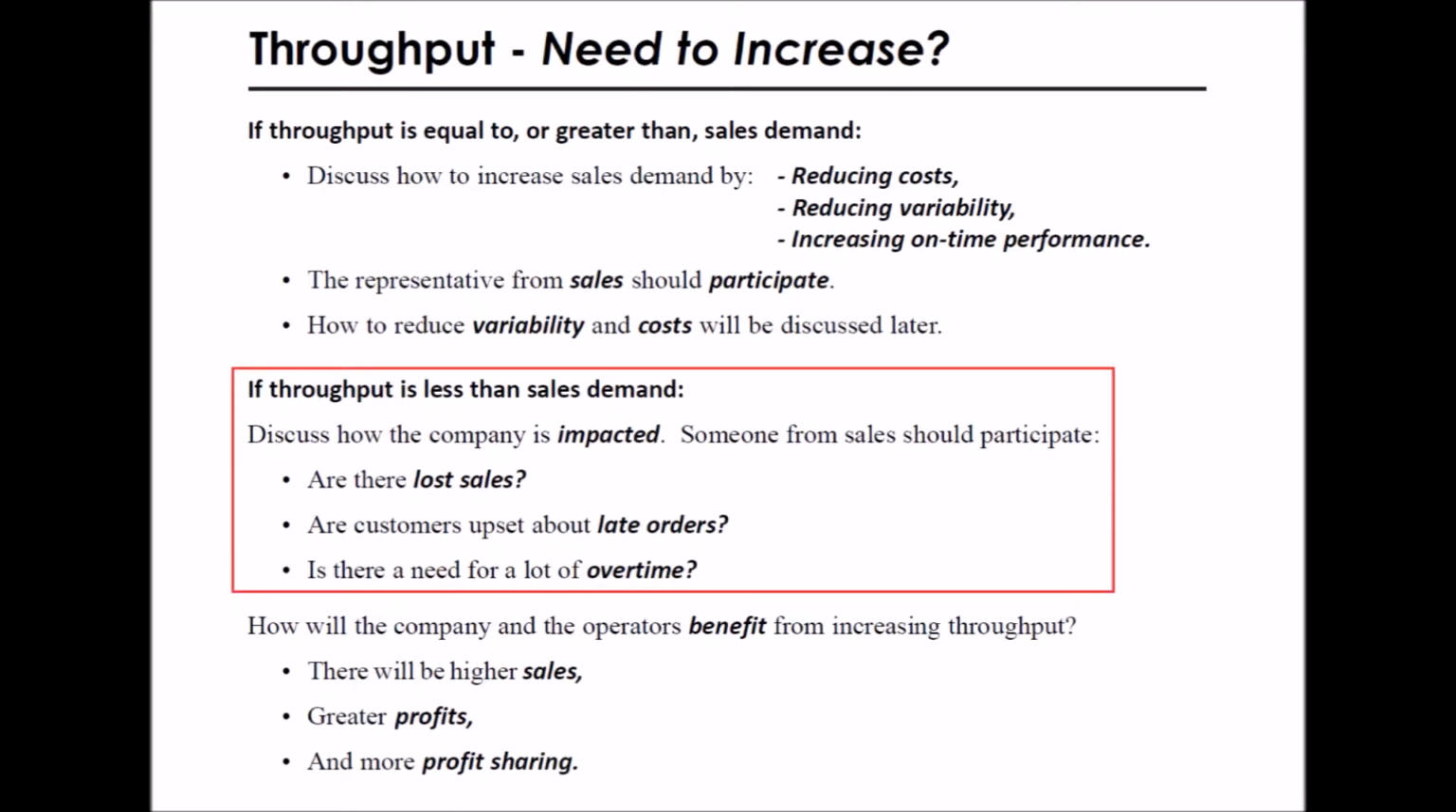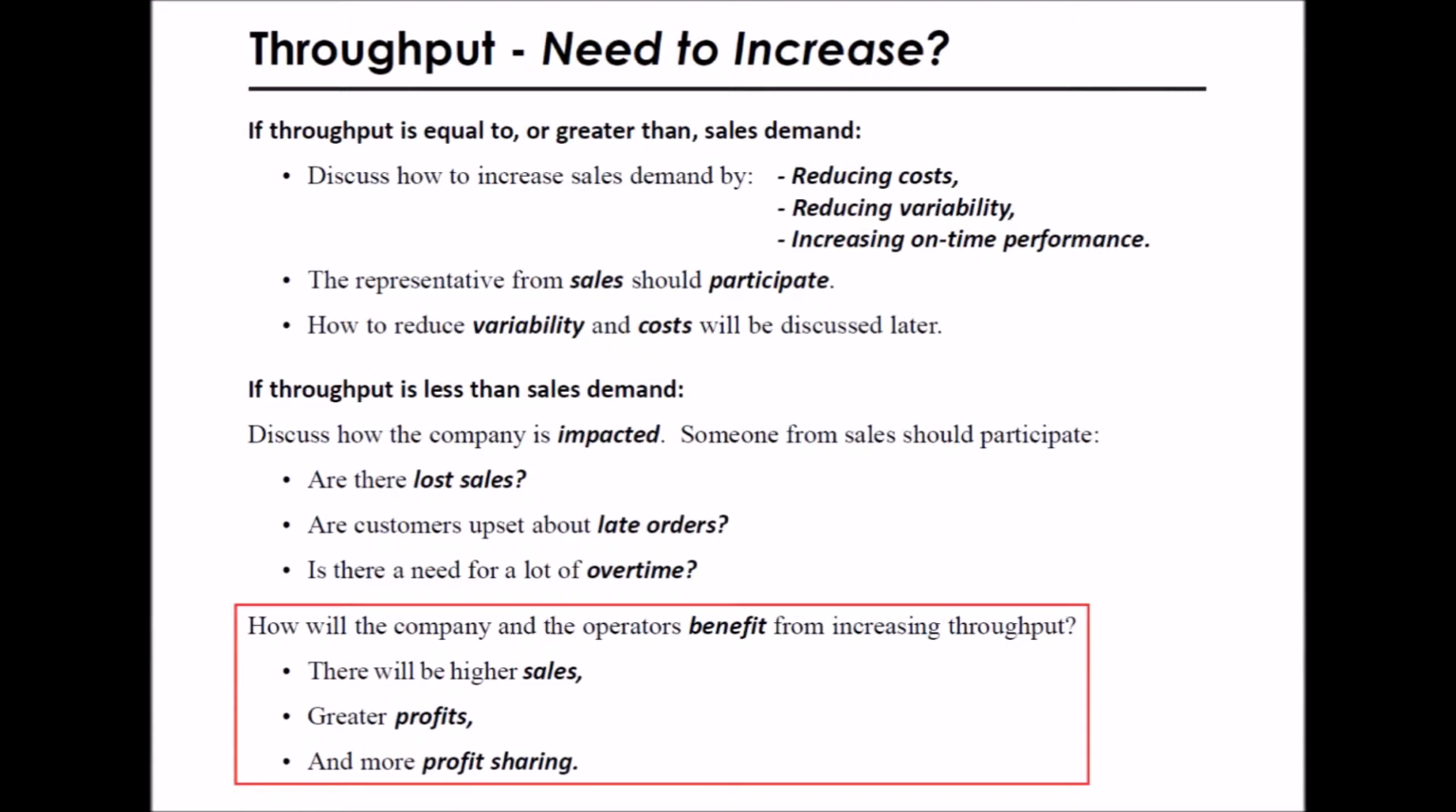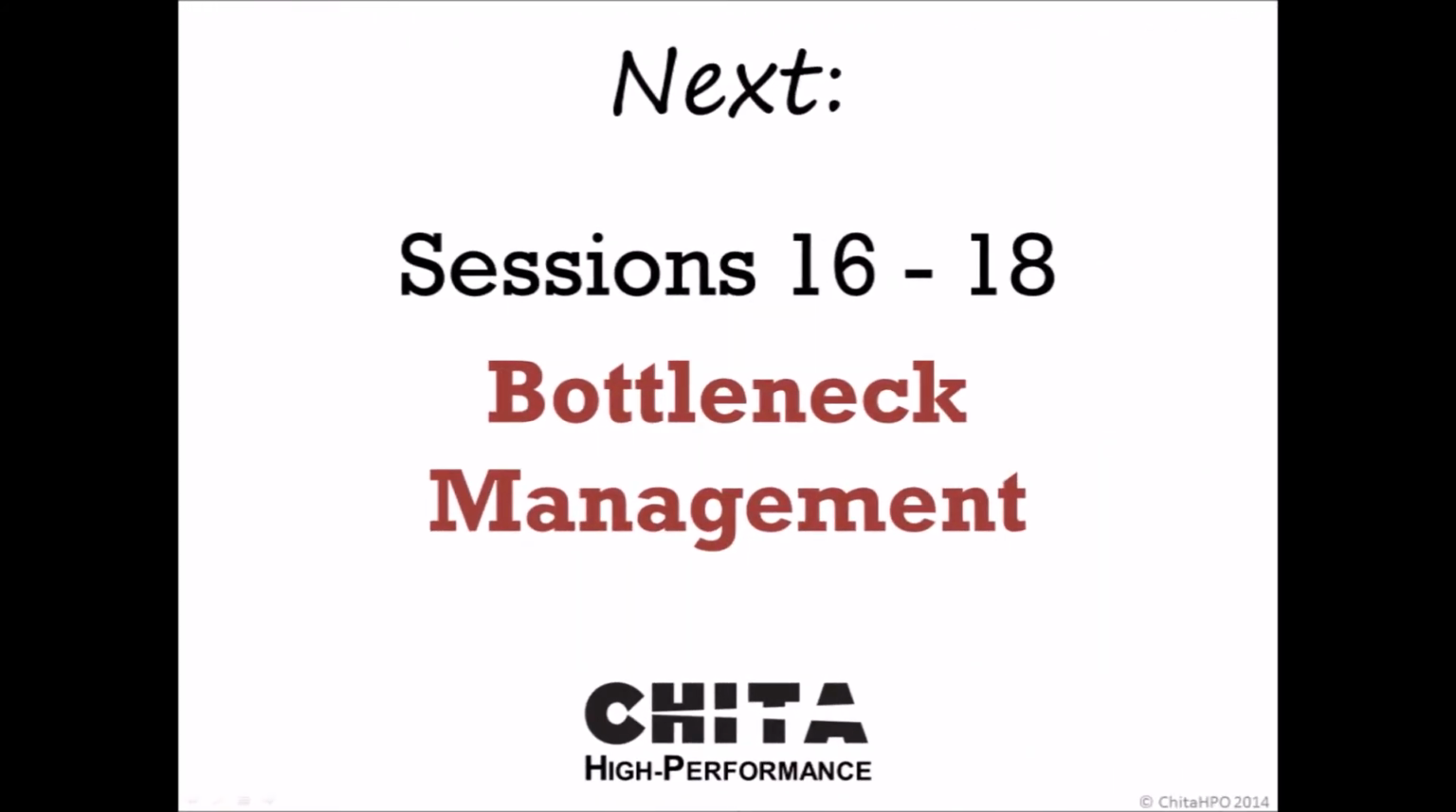If throughput is less than sales demand, discuss how the company is impacted. Are there lost sales? Are customers upset about late orders? Is there a need for a lot of overtime? Discuss how the company and the operators will benefit from increasing throughput. There will be higher sales and greater profits, which means more profit sharing for the operators. In sessions 16 through 18, we will discuss how to manage bottlenecks in order to increase throughput.